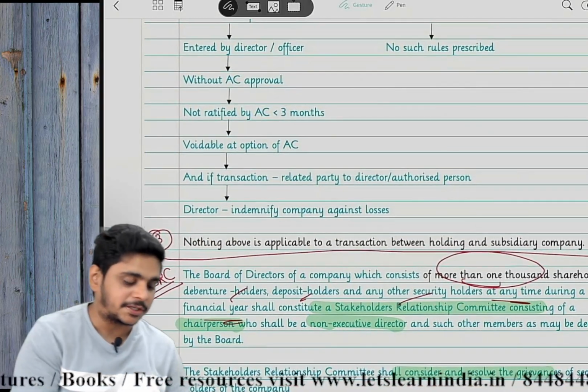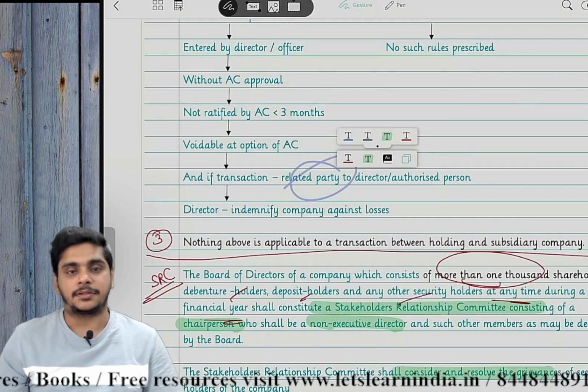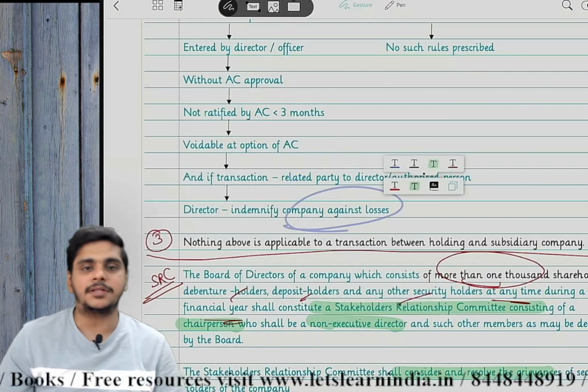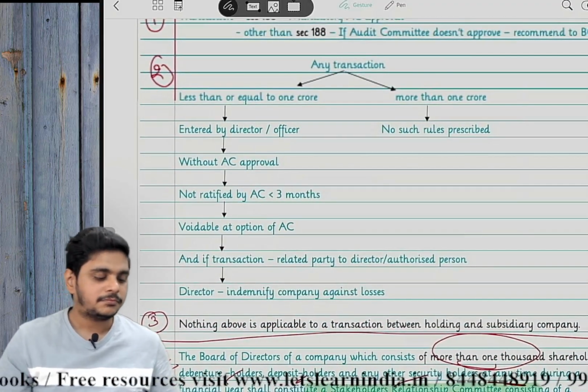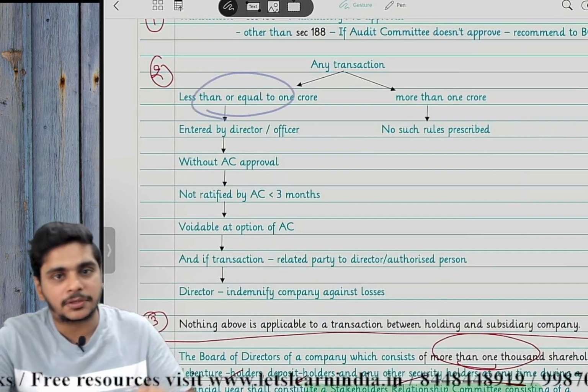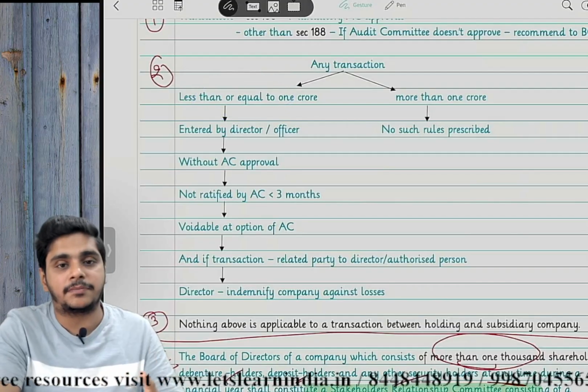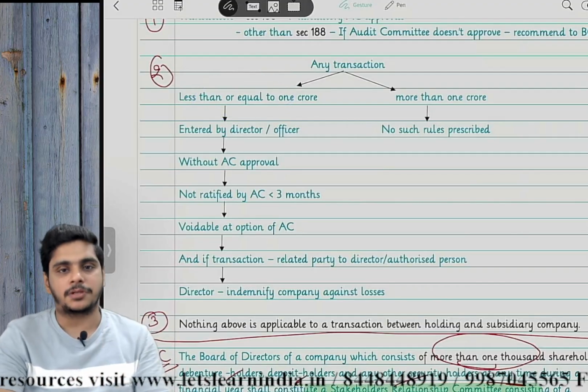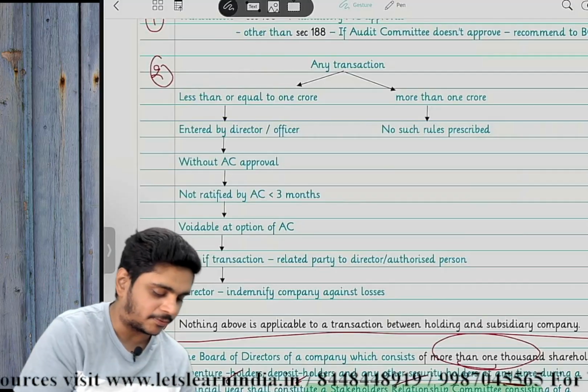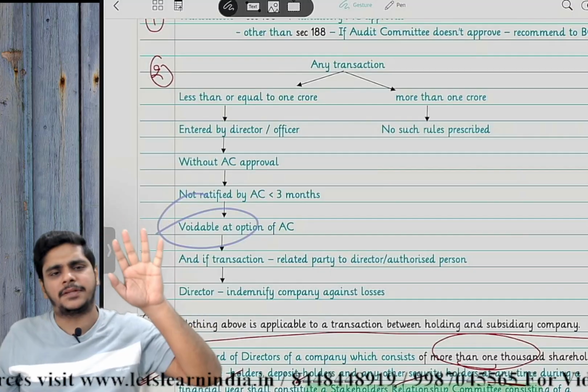And if the transaction is related to the director or authorized person, then the director shall indemnify the company against such losses. If it is less than or equal to 1 crore and entered by the director or officer without audit committee approval and not ratified within 3 months, it is voidable at the option of the audit committee. Please underline this: voidable at the option of the audit committee. Practical life transaction, you can ignore this.